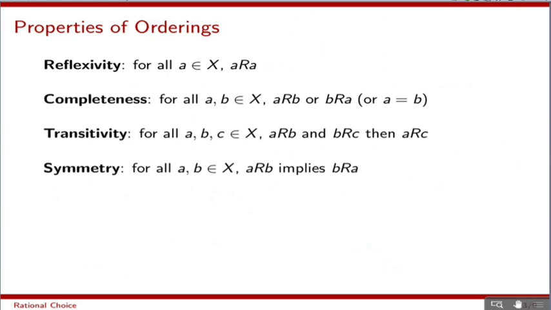The next property is symmetry. Symmetry just says that if A is related to B, then you have to have the reversed arrow. Then B has to be related to A.